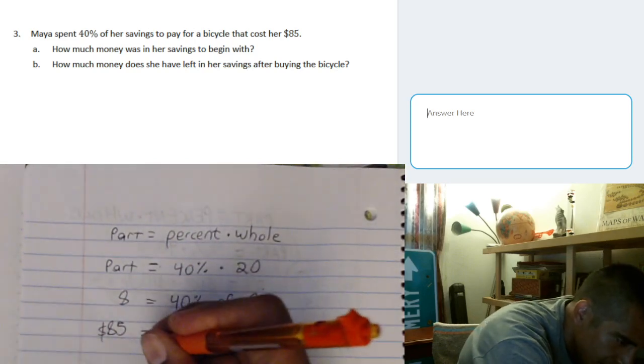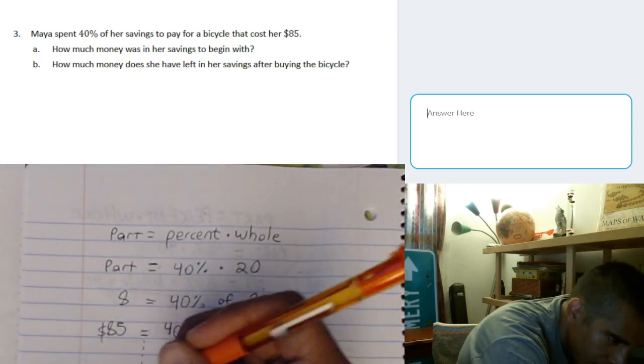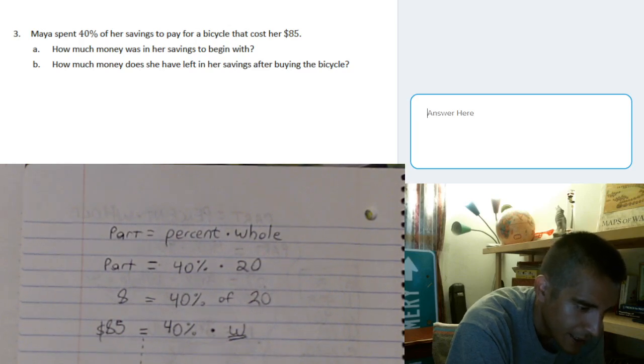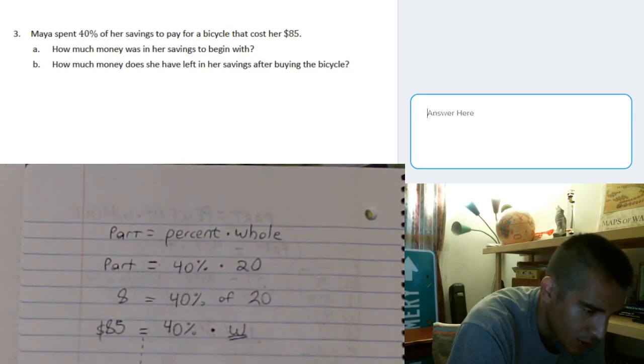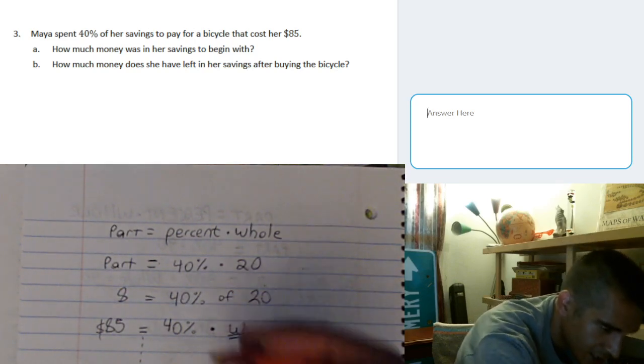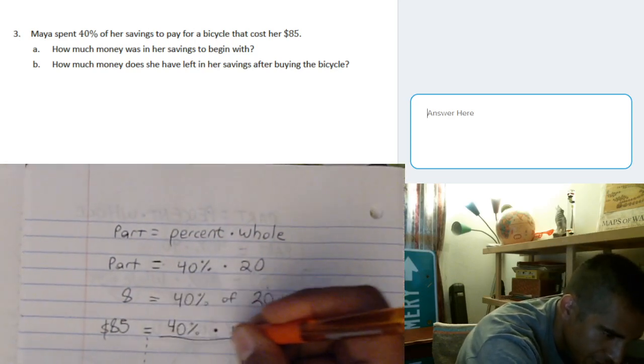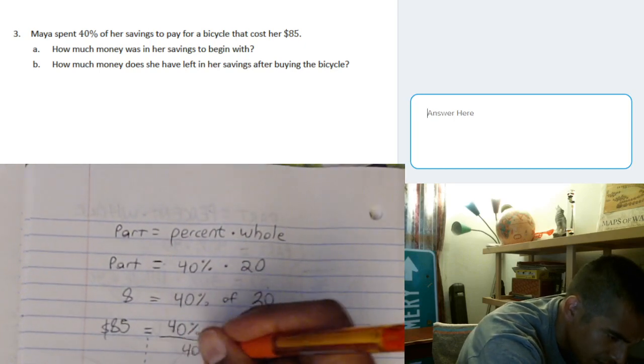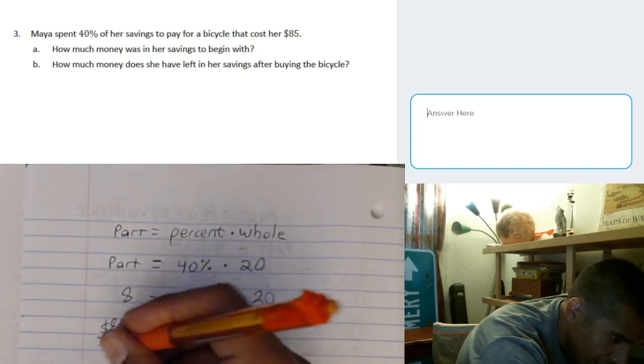So, once I draw a little dotted line down the middle, that should be your clue that you are going to do the same thing to both sides. What are you going to do to both sides to get rid of times 40%? Well, what's the opposite of times 40%? The opposite of that is divided by 40%. Please do that on both sides.